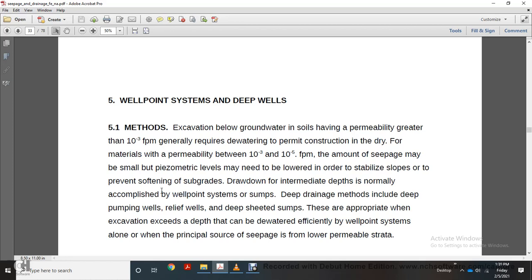For materials with permeability between 10 to the negative third and 10 to the negative fifth feet per minute, the piezometric level may need to be lowered in order to stabilize the slope and prevent softening of the subgrade.